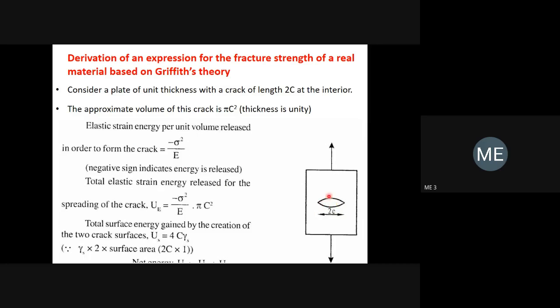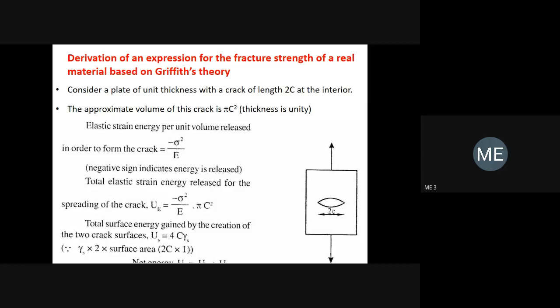So now the area of the crack: this side is 2c, the other side is 2c. We know the area of the circle is pi r squared, which is pi d squared divided by 4. So pi into d squared is pi into (2c) squared by 4. (2c) squared is 4c squared, divided by 4. Finally we end with the area of the crack.